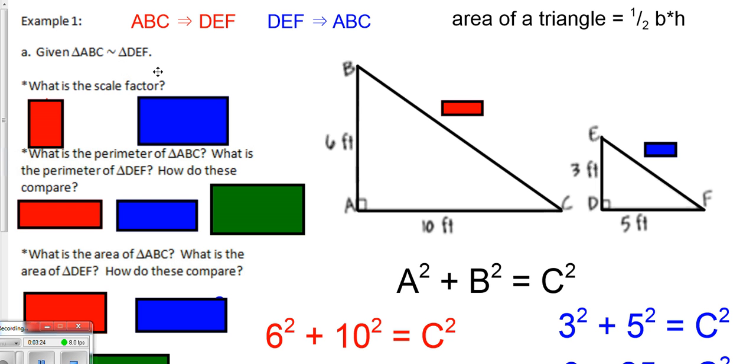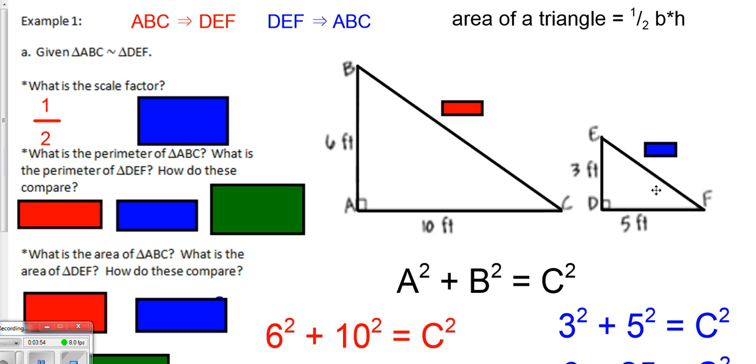So what is the scale factor? Well, I'm going to do 2 different scale factors, one going from ABC to DEF, and that'll be in red. That scale factor would be 1/2. To go from 6 feet down to 3 feet, we multiplied by 1/2. And one way you can easily check that is just by putting this 3 over 6 and reducing that down to 1/2. Same thing, 5 over 10, reduce that to 1/2.